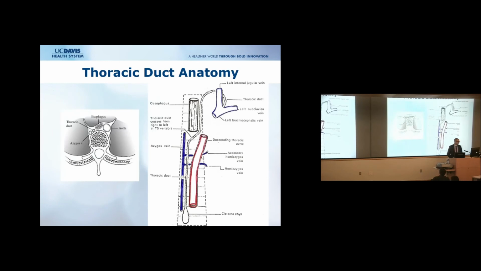This is just a brief slide, mainly to discuss the orientation of the thoracic duct as it relates to the azygous vein, the esophagus, the aorta, and the spine. This is more down towards the diaphragmatic level.